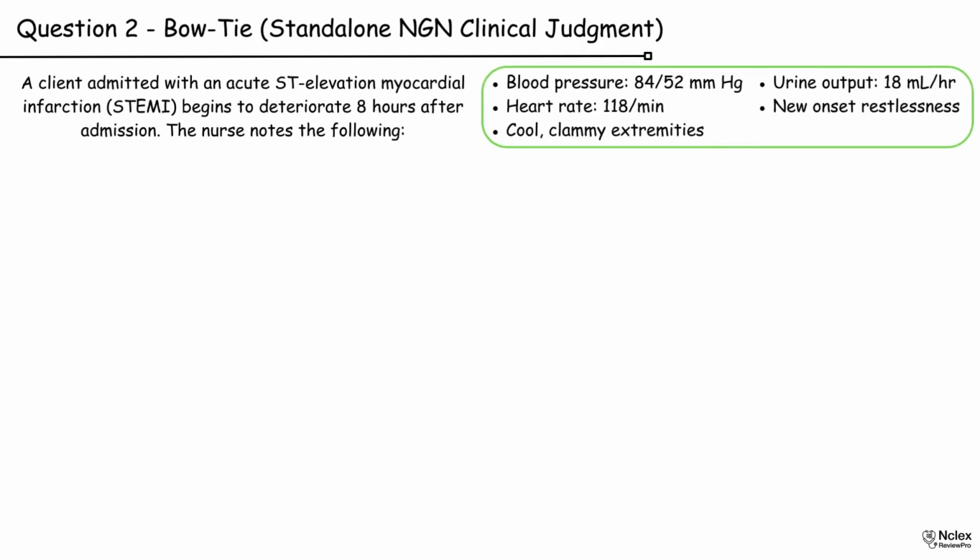A client admitted with an acute ST elevation myocardial infarction begins to deteriorate 8 hours after admission. The nurse notes the following. Blood pressure is 84/52. Heart rate is 118 per minute. Extremities are cool and clammy. Urine output is 18 milliliters per hour. And there is new onset restlessness.